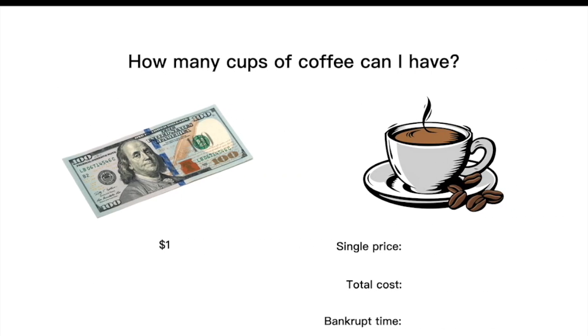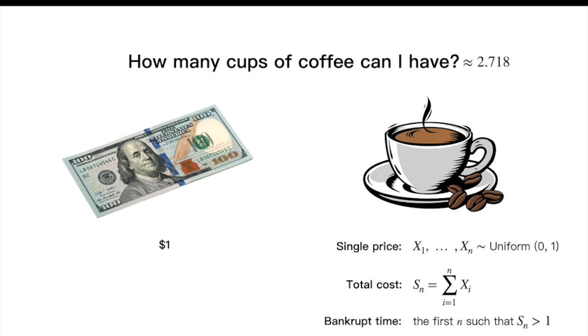Now let's go back to our question, how many cups of coffee can we have in this setting. We have already computed the answer is approximately e. Don't forget to subtract 1, because we cannot afford the last cup of coffee. The last cup of coffee is the one that leads us to bankruptcy, so we cannot afford it. And the final answer is 1.718. So this is how many cups of coffee I can afford on average.